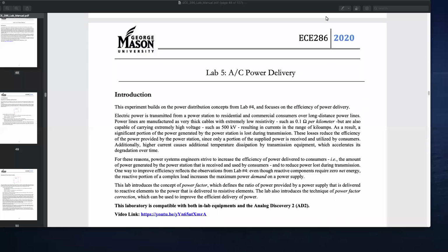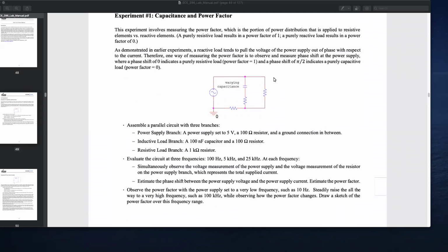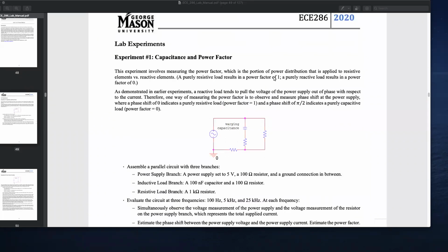Hi, I'll go over lab 5 of ECE 286, which is regarding AC power delivery. So experiment 1 is capacitance and power factor. You have a circuit with two parallel branches composed of resistors and a single capacitor, and one resistor that's in series with the power supply. And you want to measure the power factor.